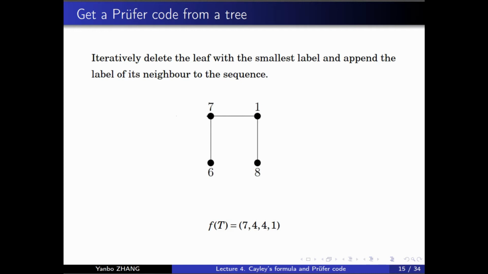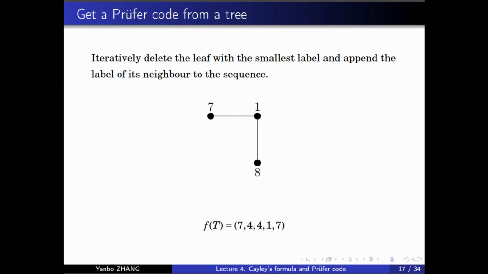We are going to continue again and find the smallest leaf. In this case, it's 6. We remove this 6 and append the label 7 to the sequence. Ft is now equal to 7, 4, 4, 1, 7.